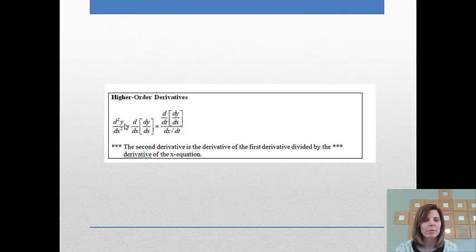write that would be d squared y over dx squared, which is basically the derivative with respect to x of dy dx. So the way that we're going to do this is we're going to take the derivative with respect to time of dy dx and divide it by dx dt. So let's put that into plain English right here for you. The second derivative is the derivative of the first derivative, just like we're used to, but we will need to divide it by the derivative of the x equation. So that's going to be our extra step when we actually take the second derivative on these ones.